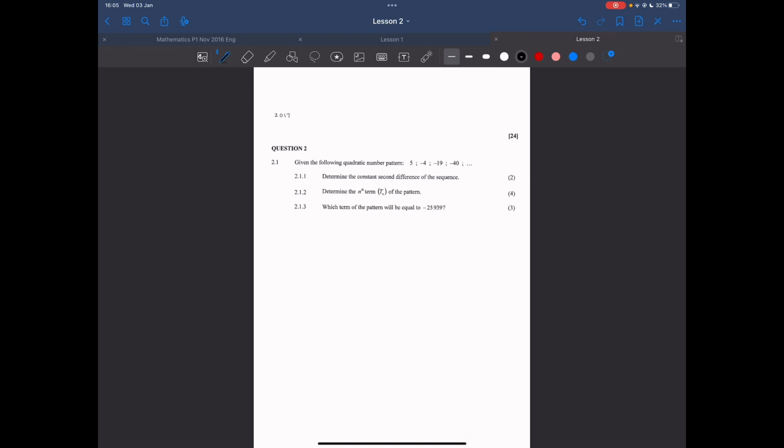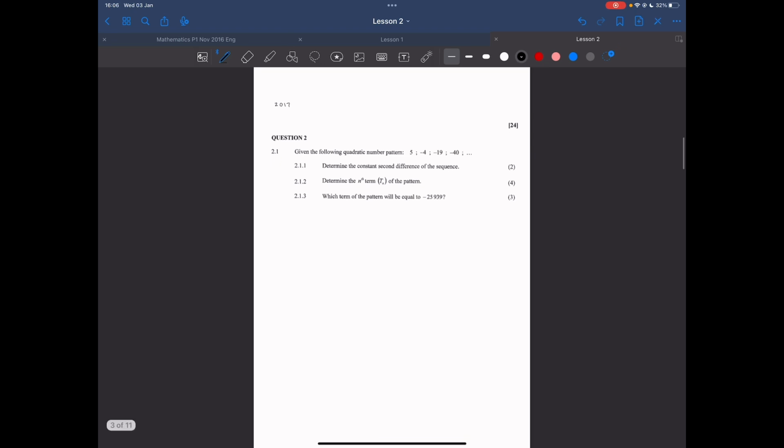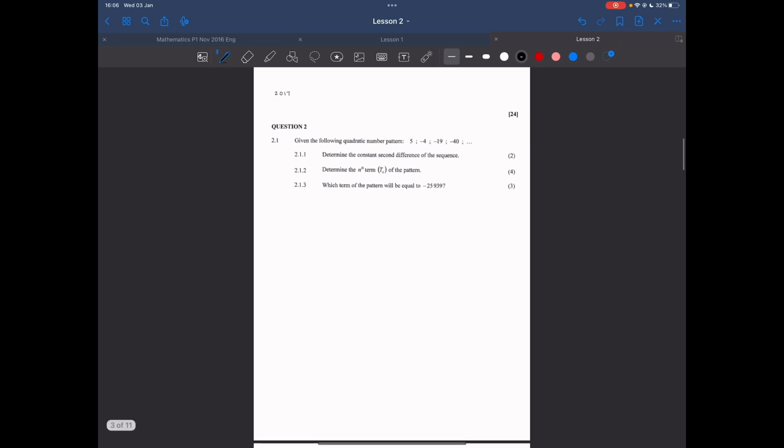Let's take an example from November national paper 2017. We are going to look at this example. Let's do it. Question 2, paper 1, 2017. Now we have given the quadratic number pattern 5, -4, -9, and -40.